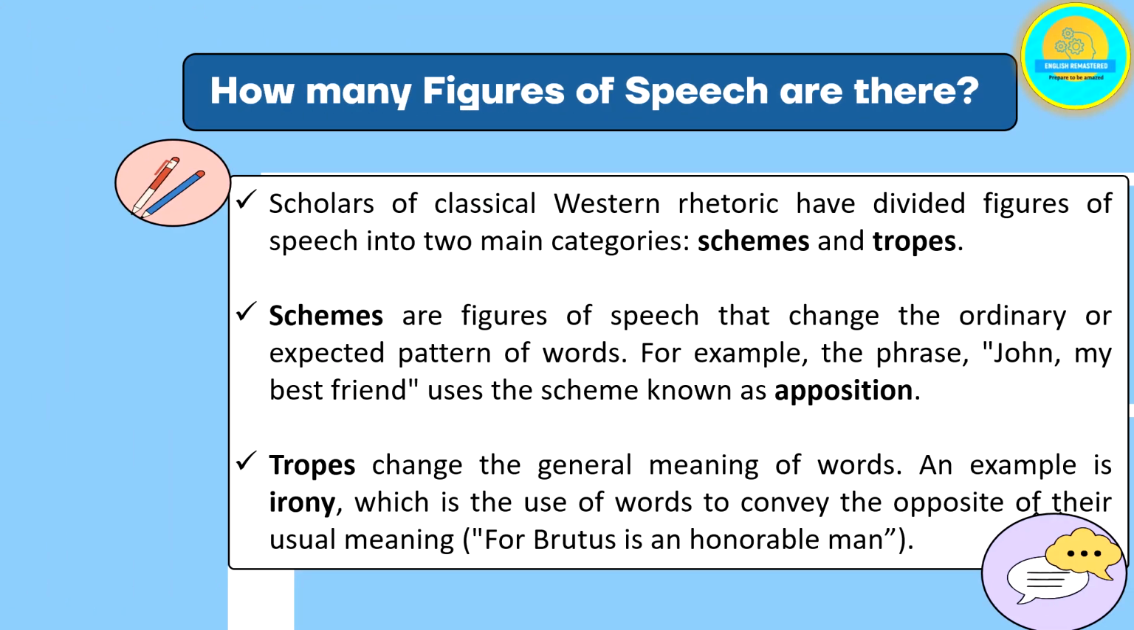How many figures of speech are there? Scholars of classical Western rhetoric have divided figures of speech into two main categories: schemes and tropes. Schemes are figures of speech that change the ordinary or expected pattern of words. For example, the phrase, "John, my best friend," uses the scheme known as apposition.